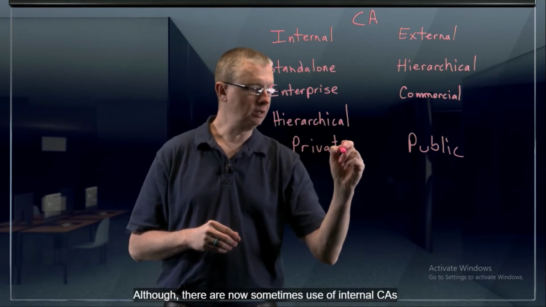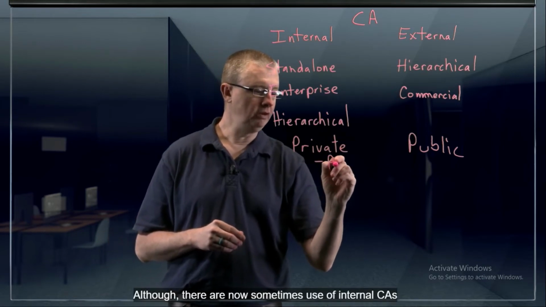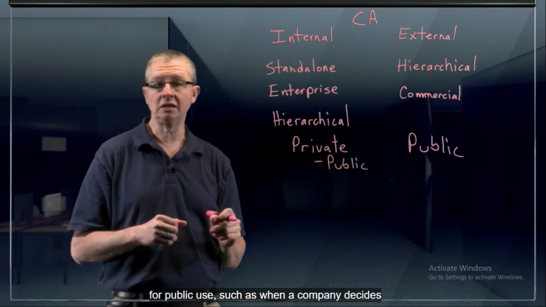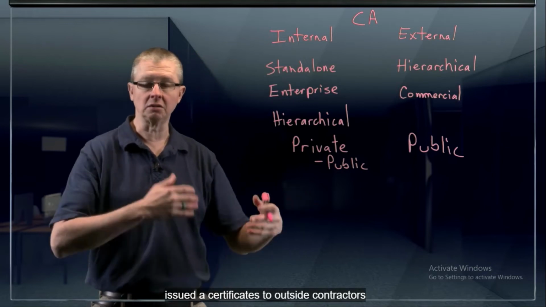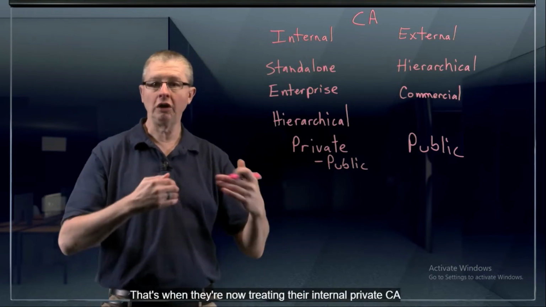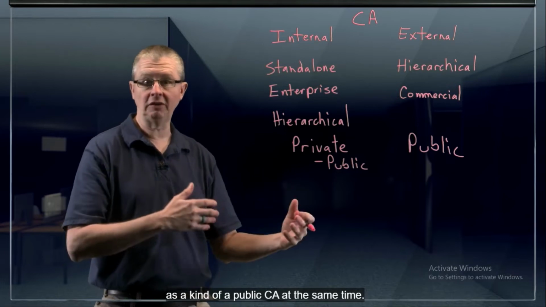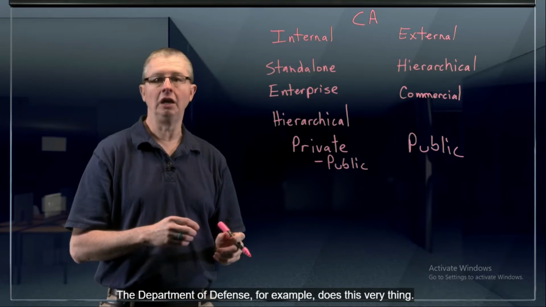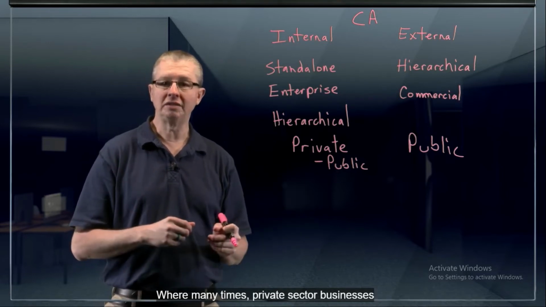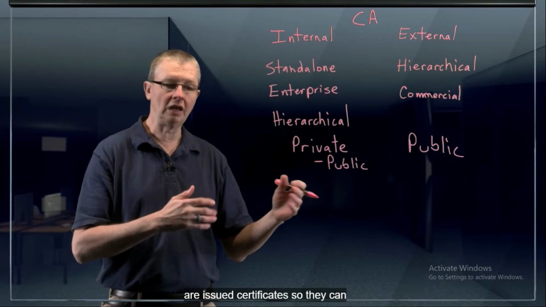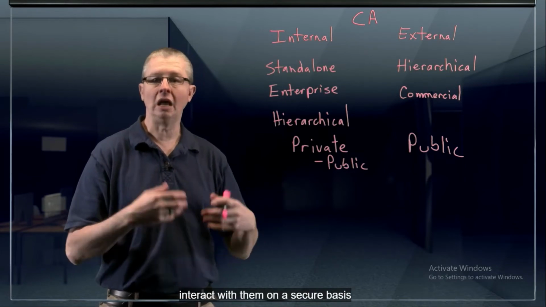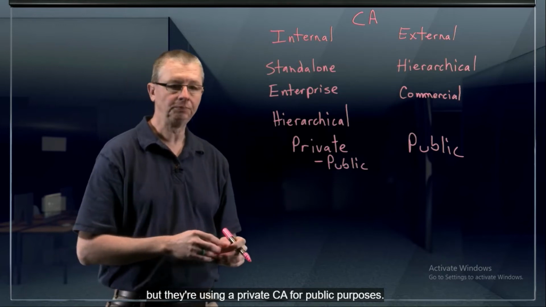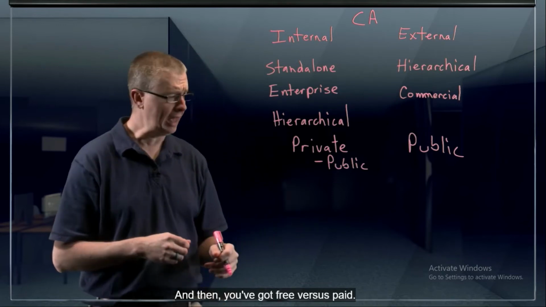Although there are now sometimes uses of internal CAs for public use, such as when a company decides to issue certificates to outside contractors and suppliers. That's when they're now treating their internal private CA as a kind of public CA at the same time. The Department of Defense, for example, does this very thing, where many times private sector businesses are issued certificates so they can interact with them on a secure basis and provide strong authentication, but they're using a private CA for public purposes. And then you've got free versus paid.